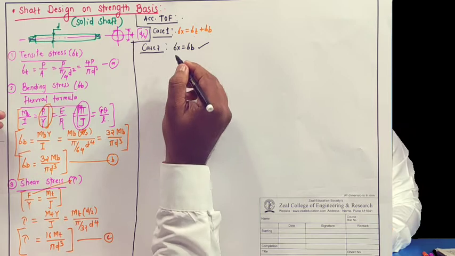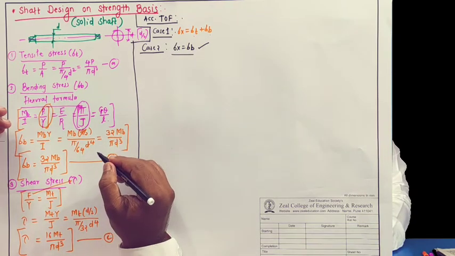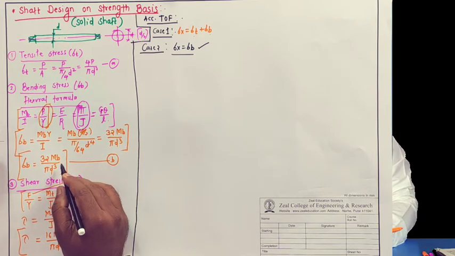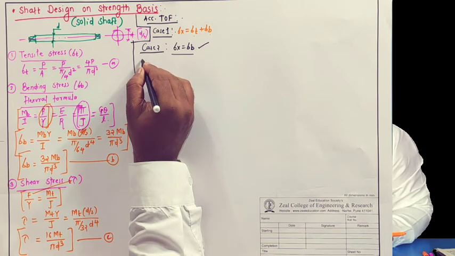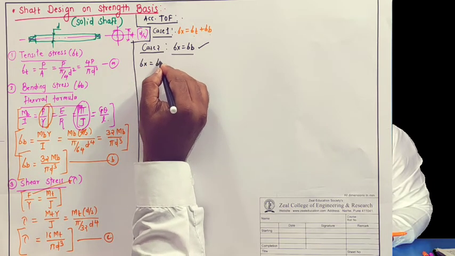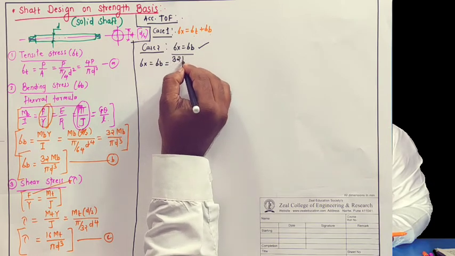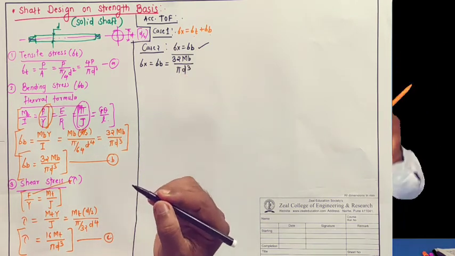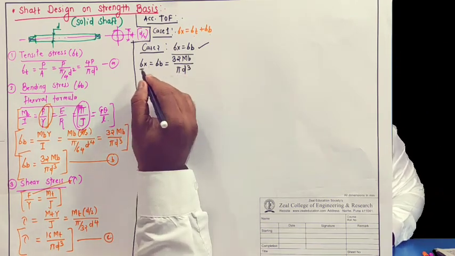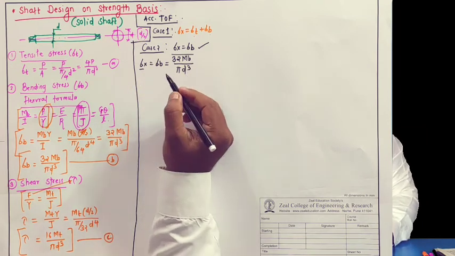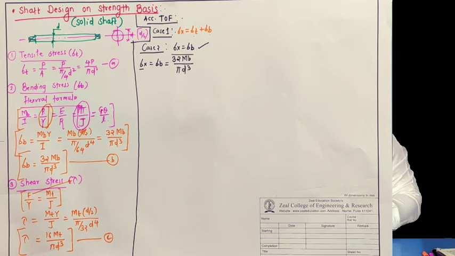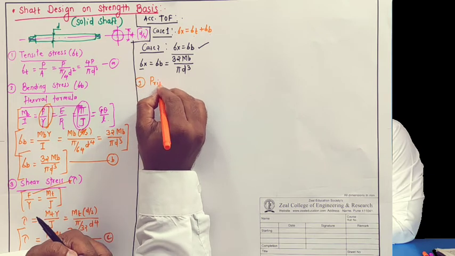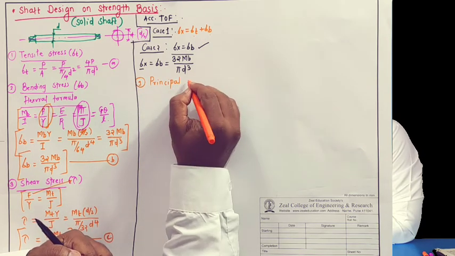While using this, what does it indicate? It indicates that sigma x is equal to sigma b. What is sigma x? We don't know. But what is sigma b? We know, this is 32 MB by pi D cube. So using case number 2, sigma x is equal to sigma b, which is equal to 32 MB by pi D cube. Wherever necessary we will have to use sigma x, I will directly use 32 MB by pi D cube. Now, as per the theories of failure, first the principal stress theory.